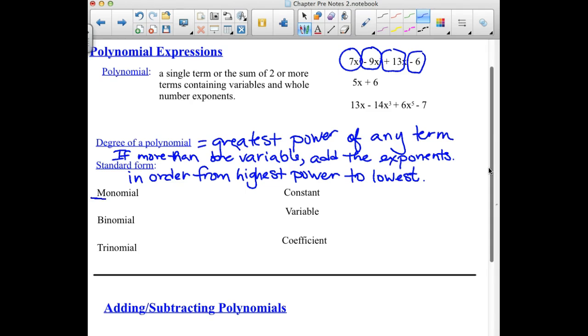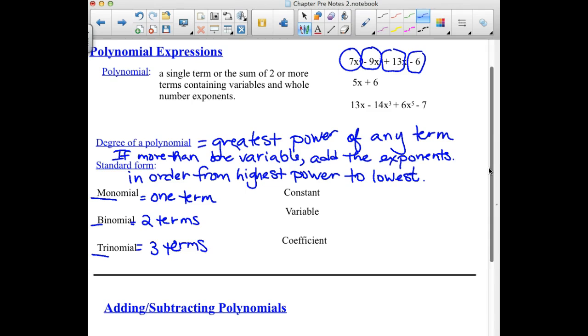So we call it a monomial if there is one term. We call it a binomial if there are two terms. And we call it a trinomial if there are three terms. All right, a couple other definitions.